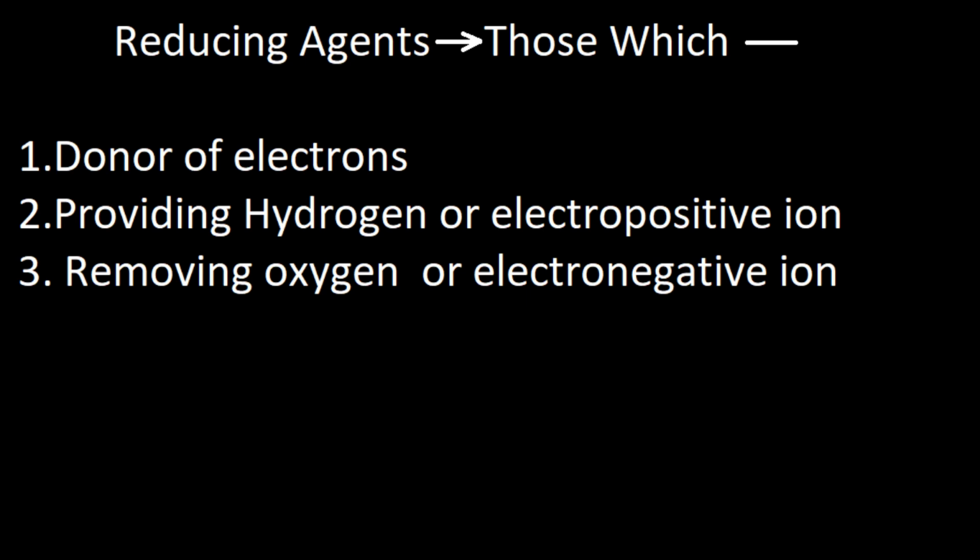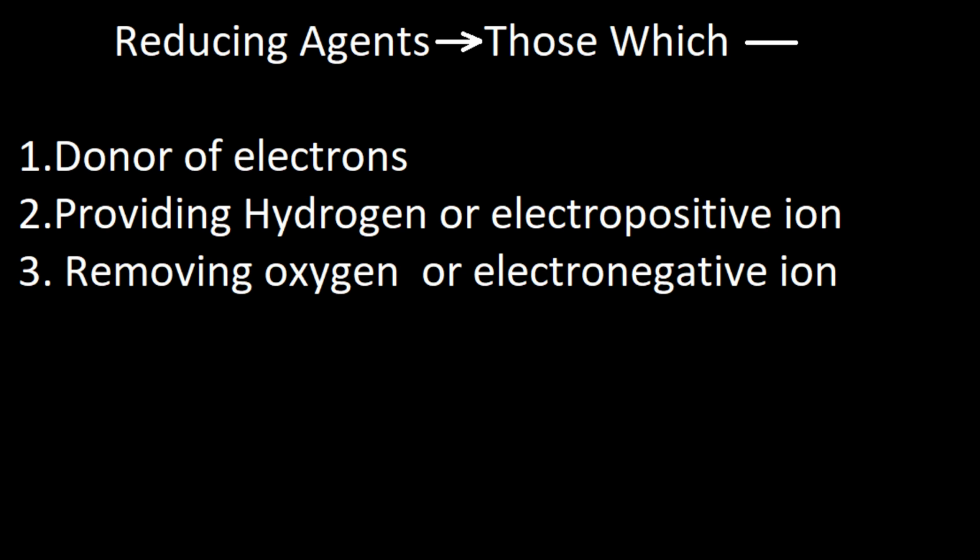Reducing agents. Those substances which are donors of electrons, providing hydrogen or electropositive ion, removing oxygen or electronegative ion. Let us come to the donor of electrons. In the first example, hydrogen acts as a reducing agent, it provides 2 electrons to oxide ion to form water. And second, providing hydrogen or electropositive ion. In both the examples, hydrogen changes to water, means it provides hydrogen to form water, and in case of electropositive ion, in second reaction H2S, gain of hydrogen is there to form HCl.